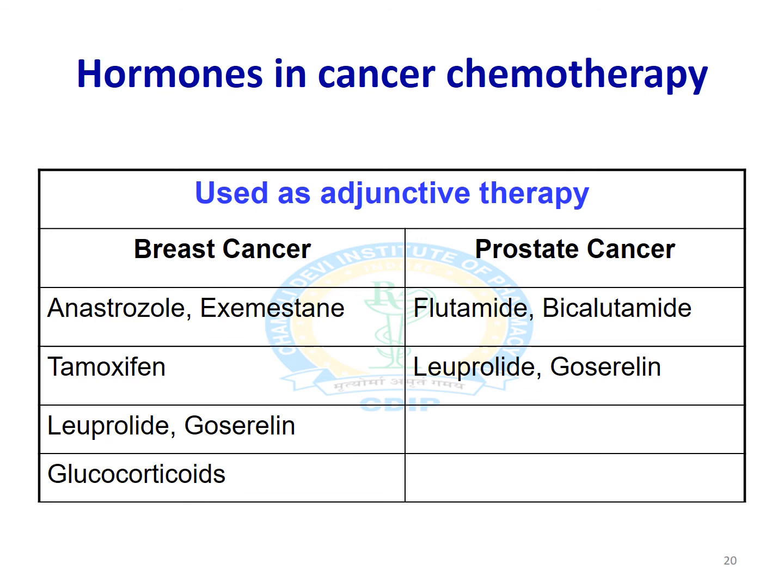So in a nutshell, the gonadal hormones have been categorized as chemotherapeutic agents in the treatment of basically two types of cancers, breast and prostate. Examples for treating breast cancers under the gonadal hormone category are anastrozole, tamoxifen, goserelin and glucocorticoids. Under prostate cancer treatment, flutamide, bicalutamide, leuprolide and goserelin are some examples of gonadotrophic hormone analogs. So this is all about the pharmacology of gonadal hormones and their inhibitors.